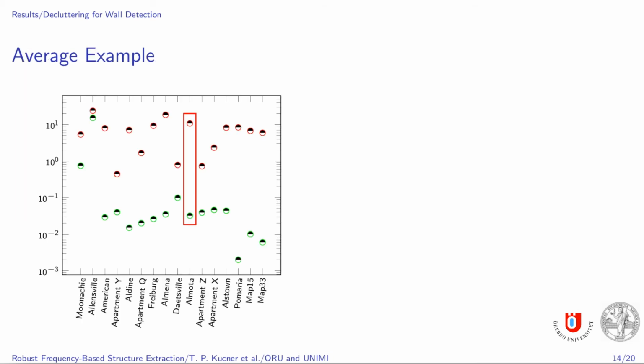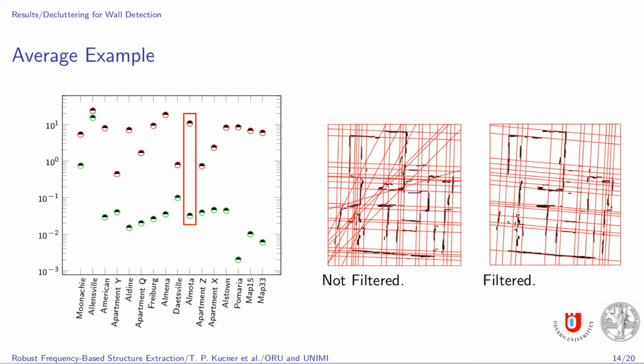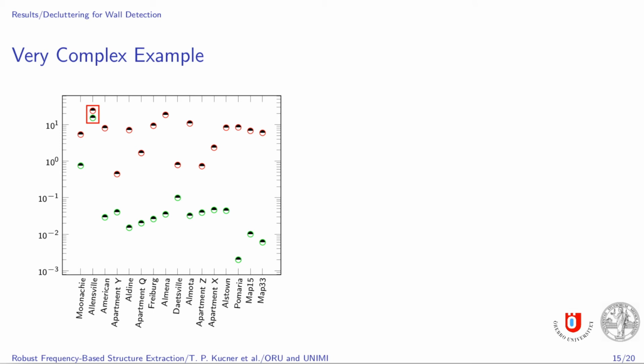Let us now analyze an average example of the wall extraction. As we can see in the figure, the not filtered map is more susceptible to false wall detections and misalignments. In contrast, the filtered map has fewer false wall detections, as well as the wall detections are more accurate. It is also important to mention that the proposed method has its limitations.